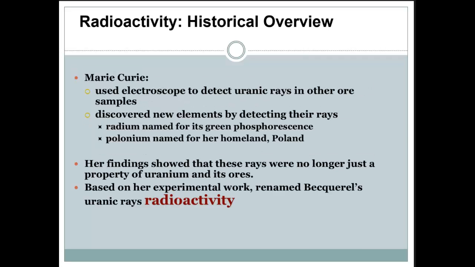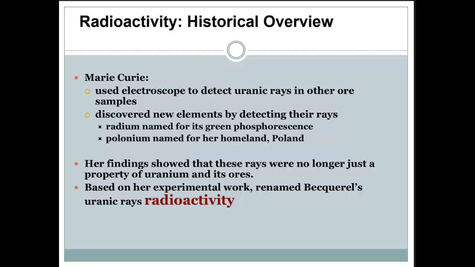Marie Curie used the electroscope to detect uranic rays in ore samples. In the process, she discovered new elements by detecting their rays. Radium, for example, was named for its green phosphorescence. Polonium was named for her homeland of Poland.